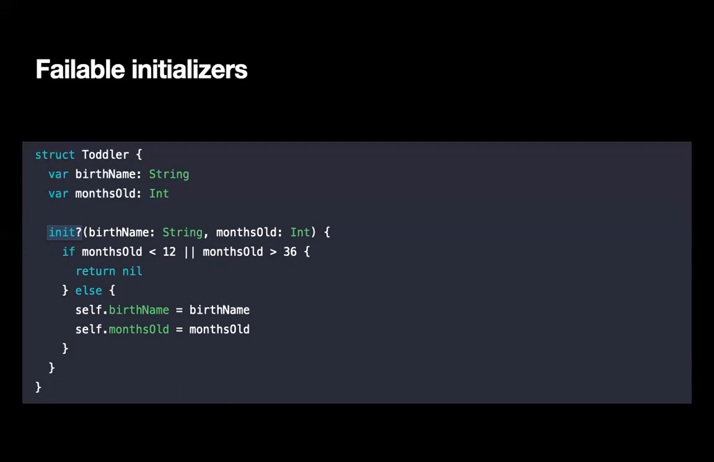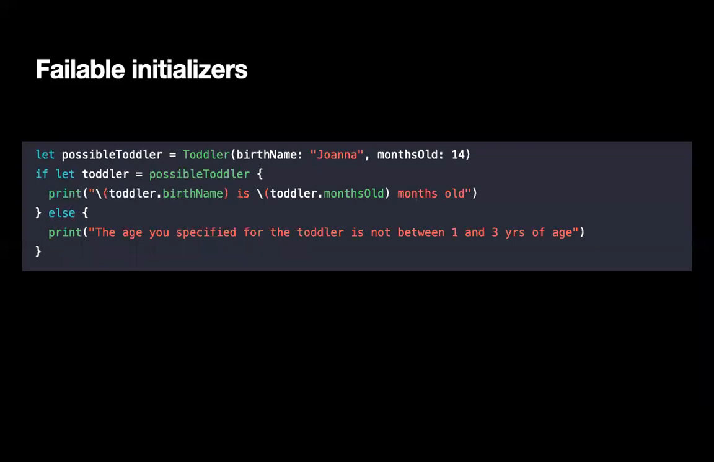So when you use the failable initializer to create the Toddler instance, an optional will always be returned. To safely unwrap the value before proceeding to use it, you can use optional binding. So you can further use the optional binding like let possibleToddler is equal to Toddler(birthName: Jonna, monthsOld: 14), if let toddler = possibleToddler. So you can continue that with the use of optional chaining.